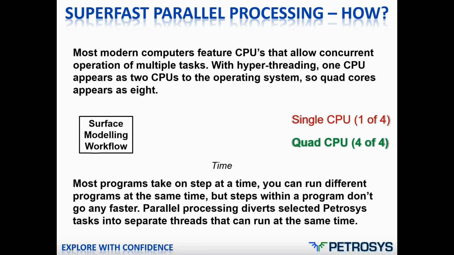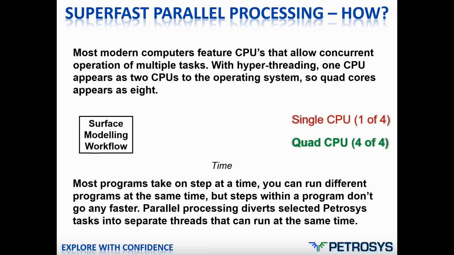Most modern computers have multiple central processing units capable of running multiple processes at the same time. Many software applications run processes sequentially and miss out on hardware power. Petrosys now utilises HyperThreading to utilise all CPUs concurrently during gridding workflows. So we've attempted to show this with a little animation.